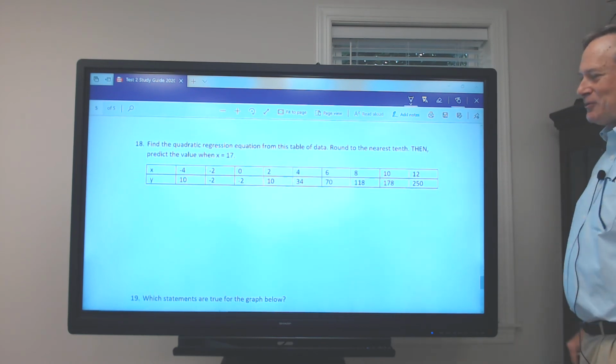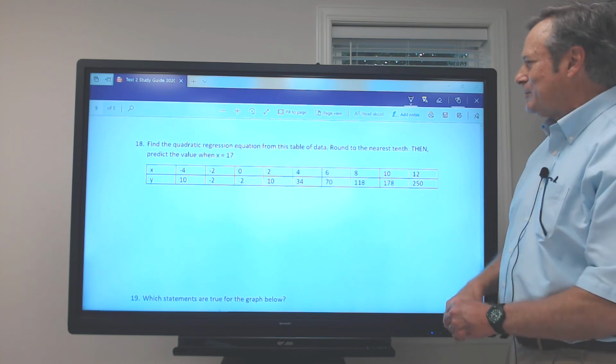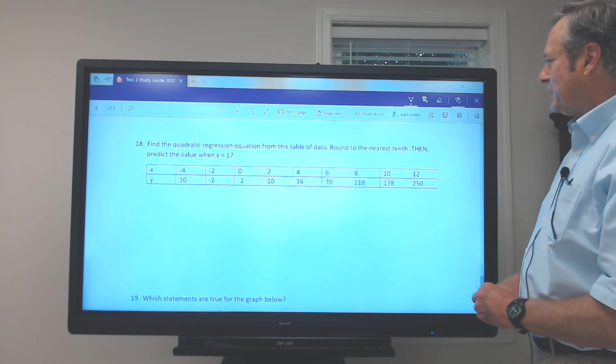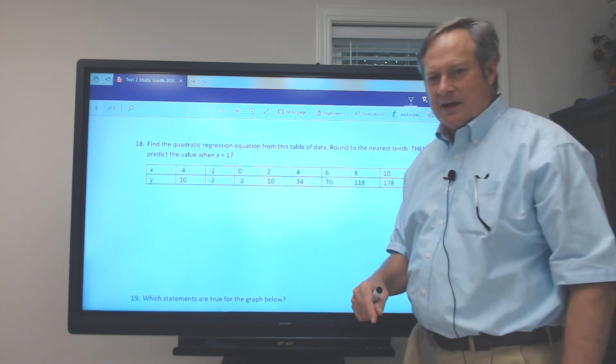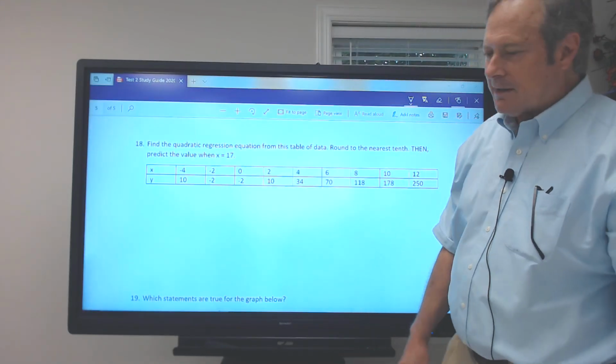All right, find the quadratic regression from this table of data. Round to the nearest tenth, then predict the value when x is 17. I hope I remember to do that.